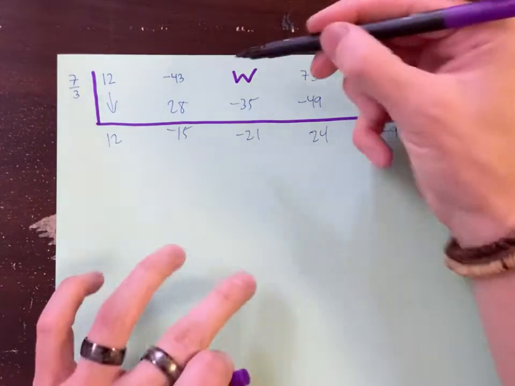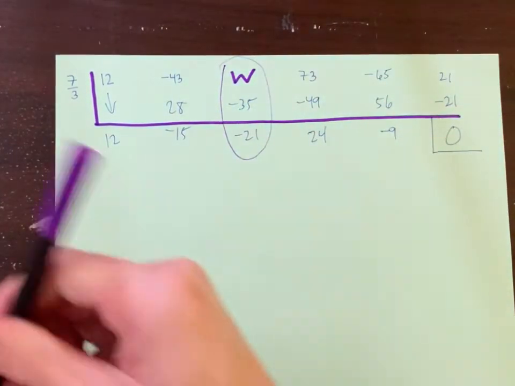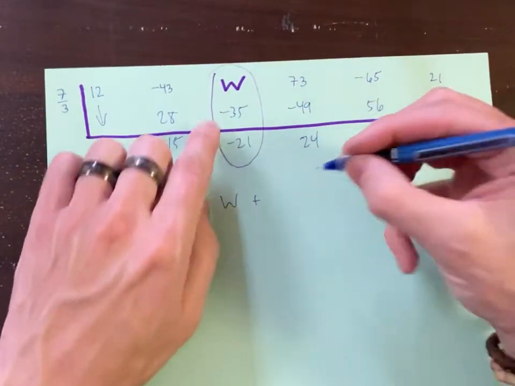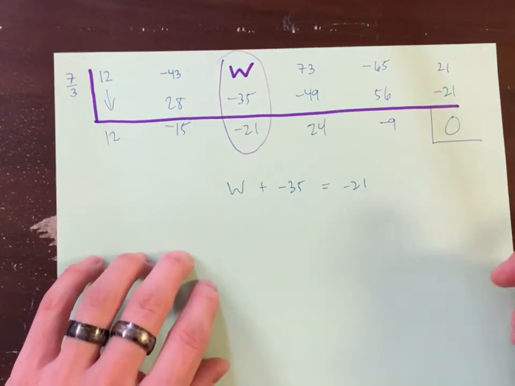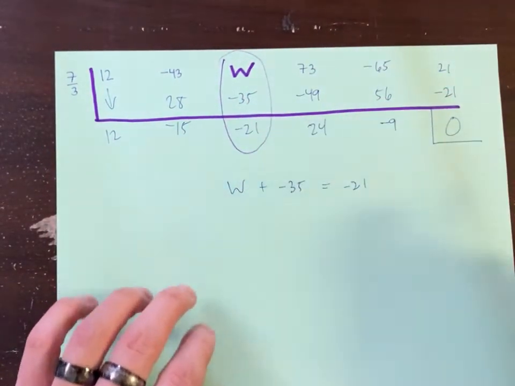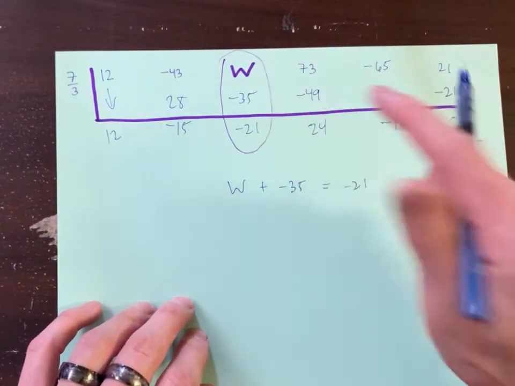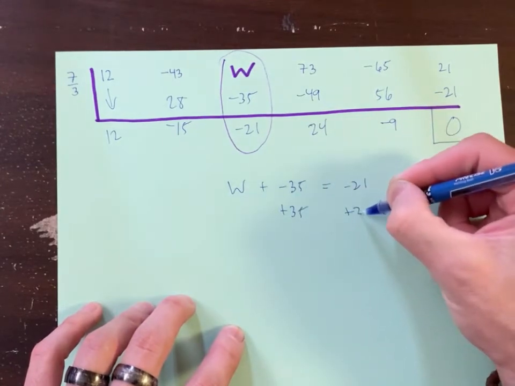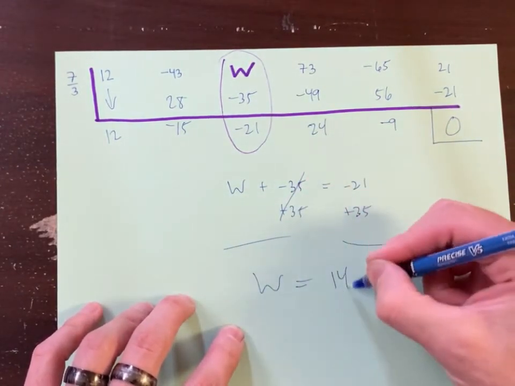You see, right here, once you have this vertical arrangement, you are ready to discover the value of W. Because this goes W plus the negative 35 equals the negative 21. This plus this has to equal that. That's why I created this equation. This plus this equals that. And now I can solve this equation by adding 35 to both sides. And so W would equal 14.